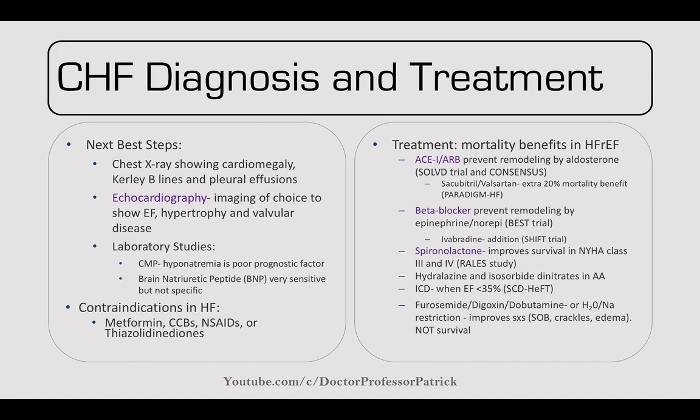Beta blockers are also useful to prevent remodeling from epinephrine and norepinephrine, and that was shown in the BEST trial. And then ivabradine, in addition to beta blockers, in the SHIFT trial, shows that if you lower the heart rate of somebody into the 70s with ivabradine, you can actually show decreased hospitalization rate from exacerbations.